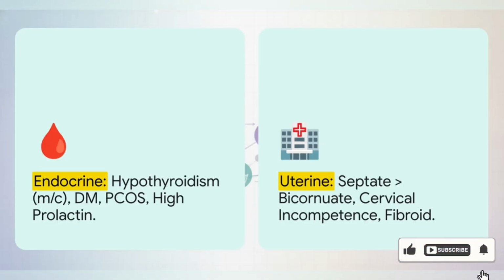The crucial point here is comparing the causes: endocrine versus uterine causes. For endocrine, hypothyroidism is the most common, followed by uncontrolled diabetes, PCOS, and high prolactin. Now, uterine causes are the most common reason for second trimester or T2 abortions. Congenital uterine causes include septate, which is more common than bicornuate. Acquired causes include cervical incompetence, fibroids, and Asherman syndrome. But listen carefully. APLA syndrome is the most common cause overall. Absolutely crucial. And for chromosomal causes in recurrent cases, balanced translocation is number 1.